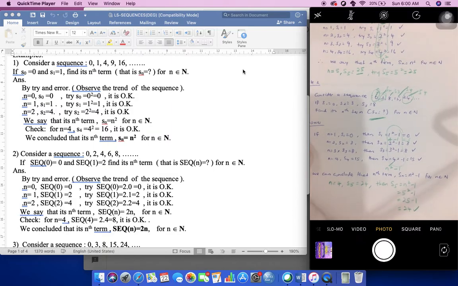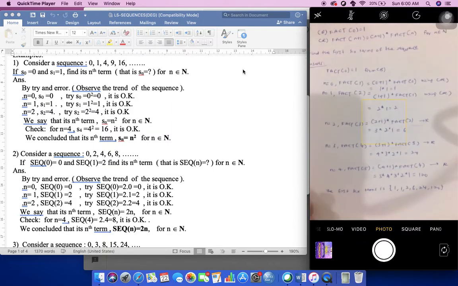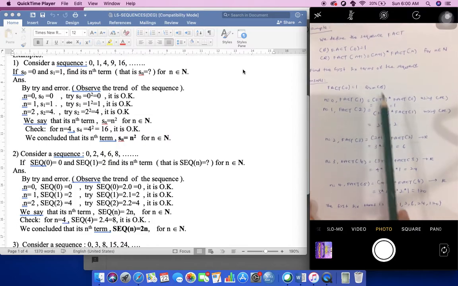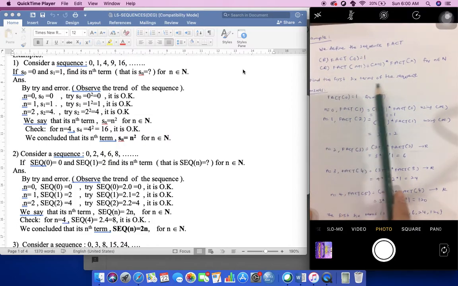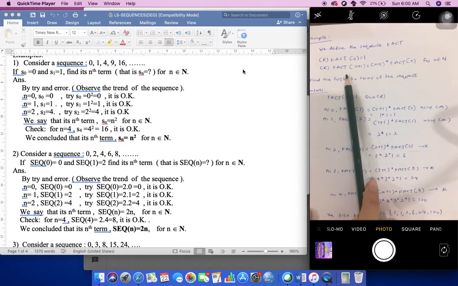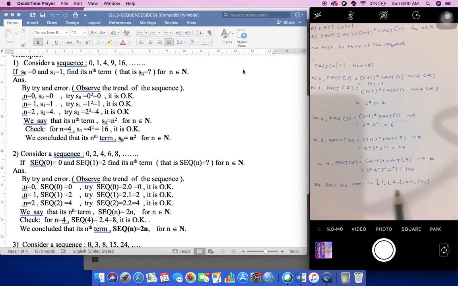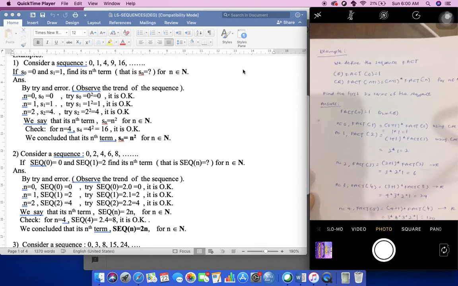So next, we have the formula, and we want to find the list of sequence. Okay, let's take a look at one example.